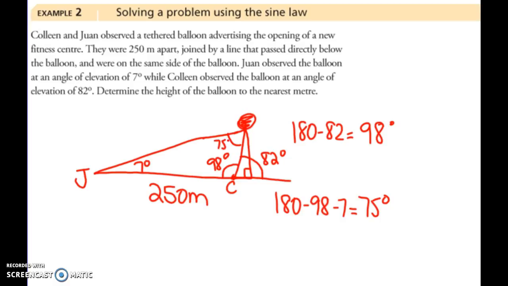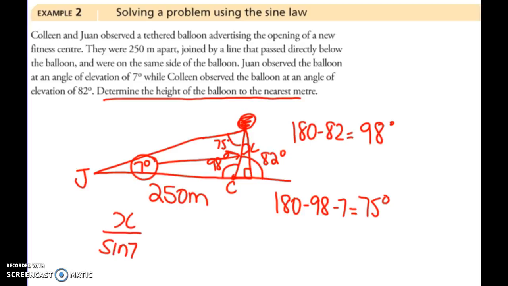Okay, the question says determine the height of the balloon. So the height of the balloon will be this side. So we can use sine law if we want. So we can say angle 7 matches with the height of the balloon, so x over sine 7. And we know this is 75 and it matches with 250, so 250 over sine 75.